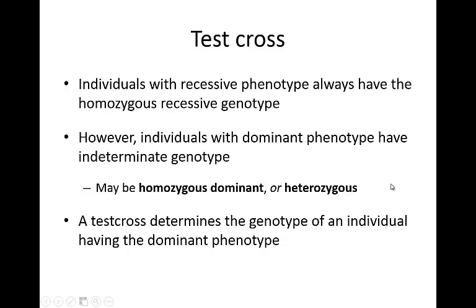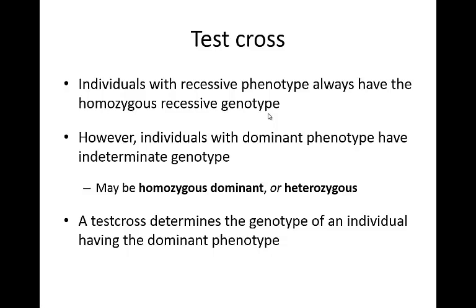Now, there are many cases where somebody may show this dominant phenotype, but we don't know what their genotype is. If somebody has a recessive phenotype, they're always going to have to be homozygous, because they need 2 copies of that particular allele in order to see that phenotype. However, if you have that dominant phenotype and you don't know someone's genotype, they might be homozygous dominant, or they could be heterozygous. It could be obscuring the expression of that recessive allele. And so really the only way to tell is to perform what's known as a test cross.